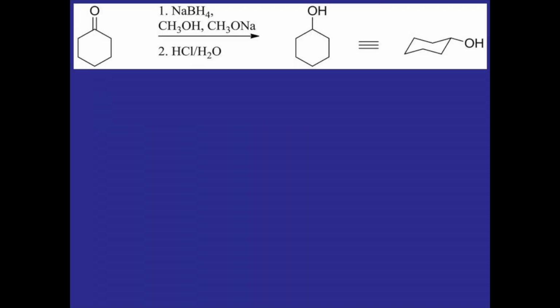Here's the reaction that we'll be doing. We'll be taking cyclohexanone and reducing it using sodium borohydride to form cyclohexanol, which we can also show in the chair conformer, which will be more important when we talk about topicity and NMR.